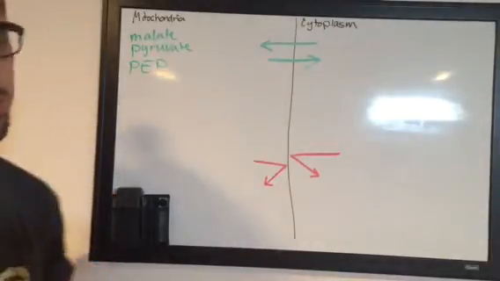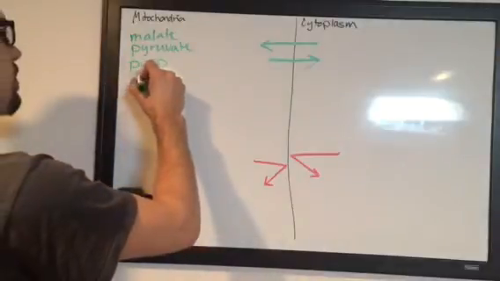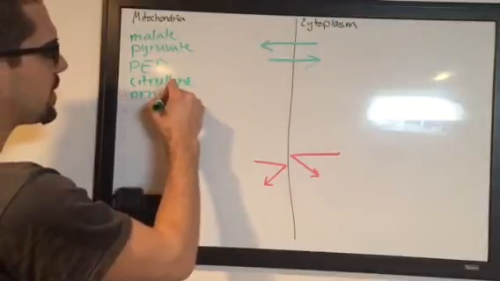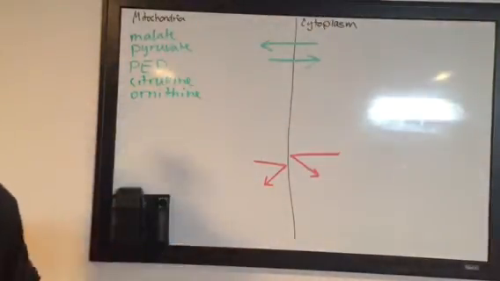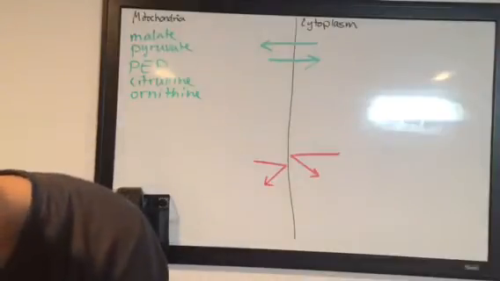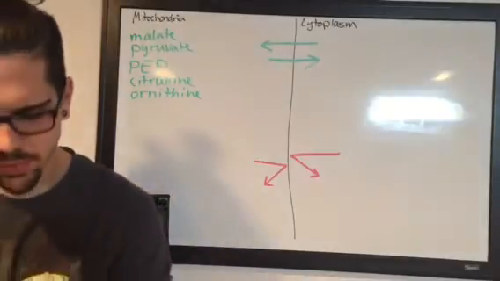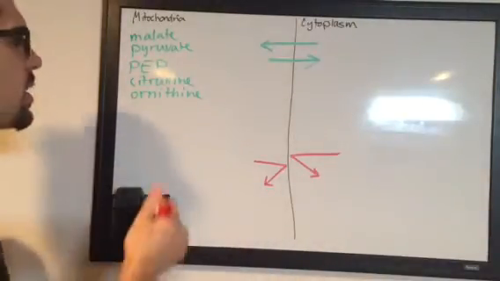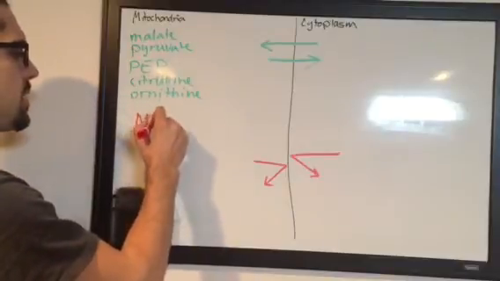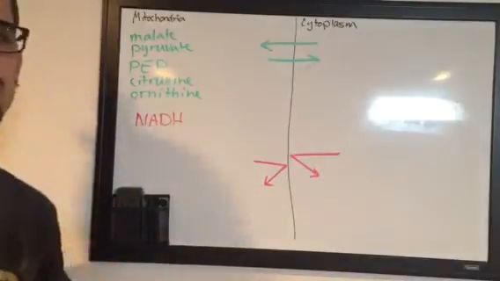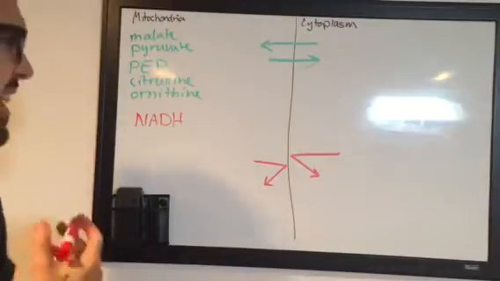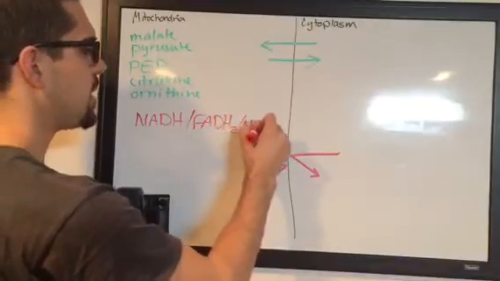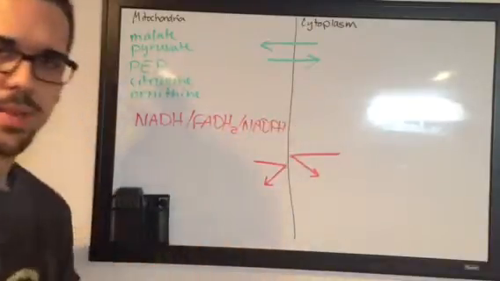We also know that the mitochondrial membrane is permeable to citrulline and ornithine. These are intermediates of the urea cycle, which cross over the mitochondrial membrane. Alright, that's pretty much everything that we really need to know that the mitochondrial membrane is permeable to. It is impermeable to a couple things such as NADH. Any really high energy thing, NADH, FADH2, NADPH, nothing's really going to cross that plasma membrane.